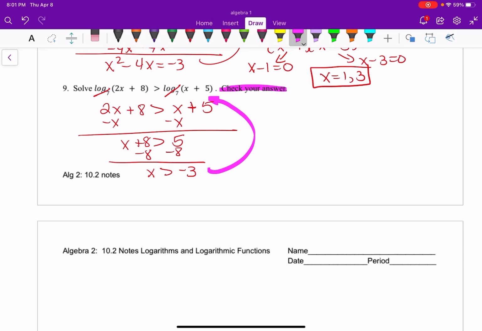So I do a quick check, and I say, well, if I put negative 3 into this side, that would give me negative 6 plus 8. Negative 6 plus 8 is 2. We're good. It's not negative or 0. If I put a negative 3 in this side, that's negative 3 plus 5. That's positive 2. We're good, so this is a true answer. That's what I mean by check your answer. Make sure it doesn't create that you're taking the log of something negative. Okay? This is going to take some practice. So you really need to take the time and go through your homework and make sure you understand it.